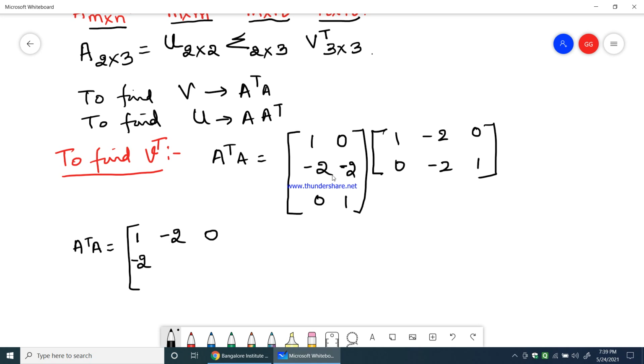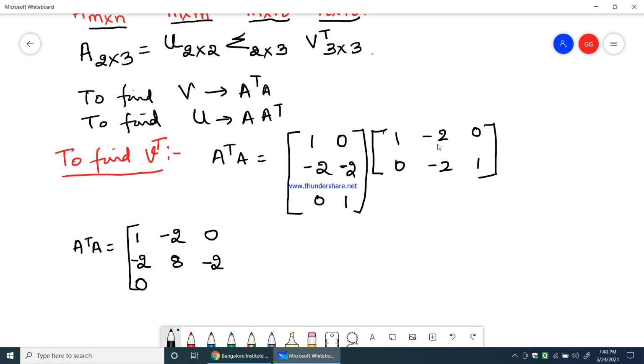Now minus 2 into minus 2 is plus 4, plus minus 2 into minus 2 is again plus 4, so 4 plus 4 is equal to 8. Then minus 2 into 0 is 0, minus 2 into 1 is minus 2. The third row: 0 into 1 is 0, again 1 into 0 is 0, therefore you get 0 here.